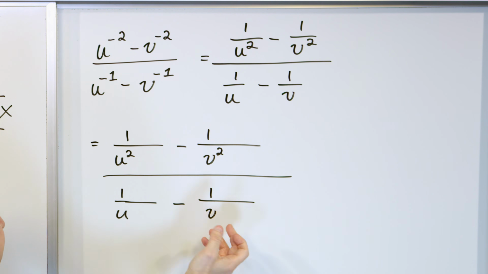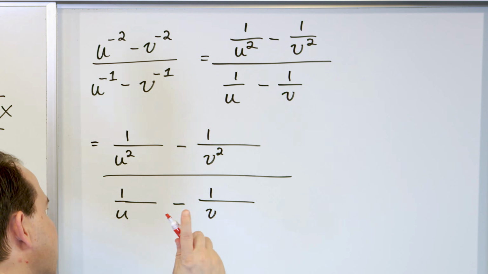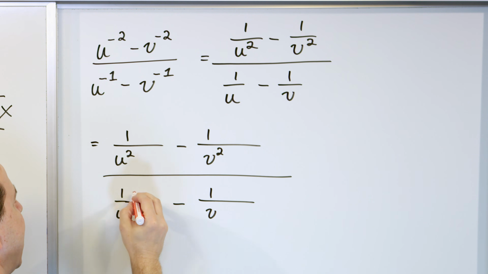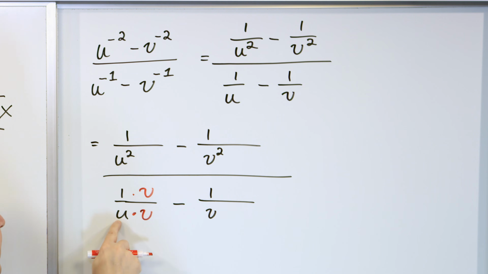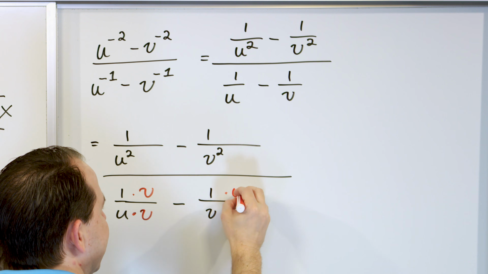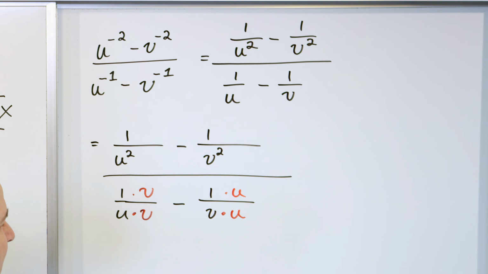I have a u and a v. There's really not much in common there, but I know that if I take this one and multiply by v, I have to do it to the top as well, then the denominator will be u times v. And if I take this one and multiply by u, then I have to do that same thing to the top. The denominator will be u times v. It's an ugly denominator, I agree, but it's the same thing, so at least I can then subtract. And then I can do the same thing here.